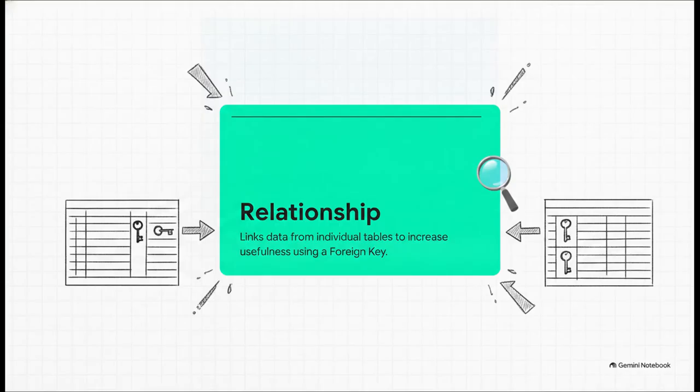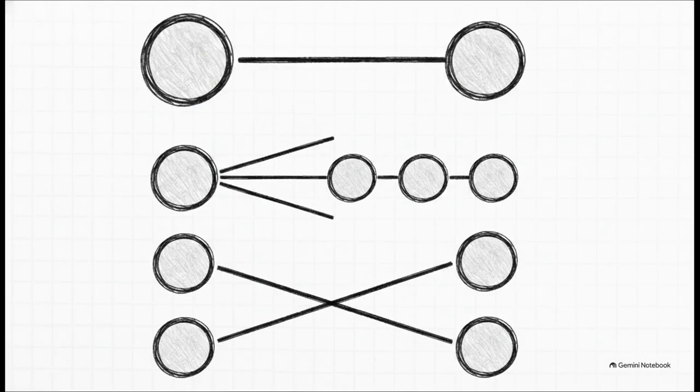Let's see how these keys build some truly powerful networks. By using those foreign keys, we establish what we call relationships. A relationship links data from individual tables together to make the entire database exponentially more useful. In fact, a relationship actively exists the exact second one table has a foreign key referring to the primary key of another. There are three main ways these relationships play out.